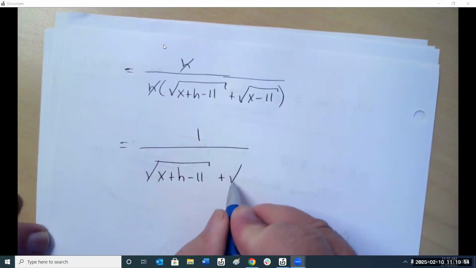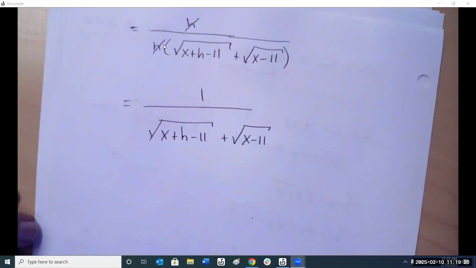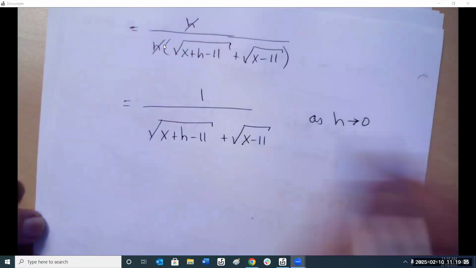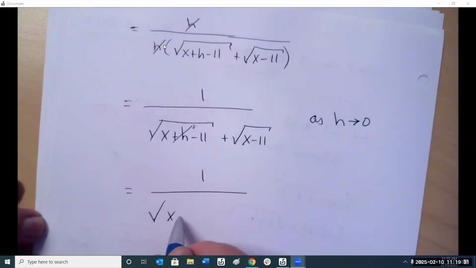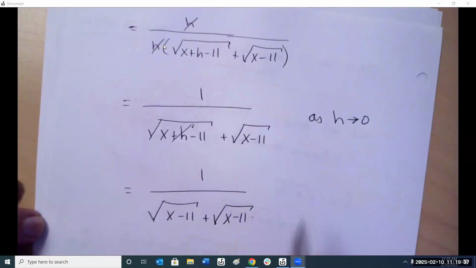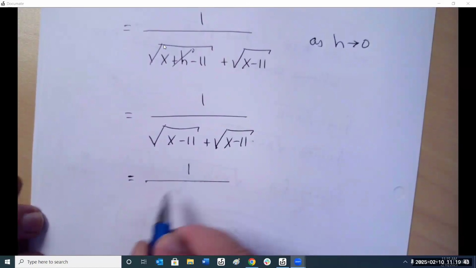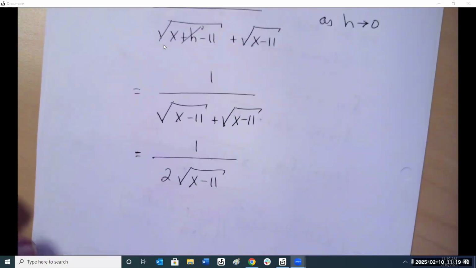I don't need the parentheses anymore. Is that the answer? No, because as h goes to 0, we're left with this. That is the slope of our line tangent at any point x that you give me.